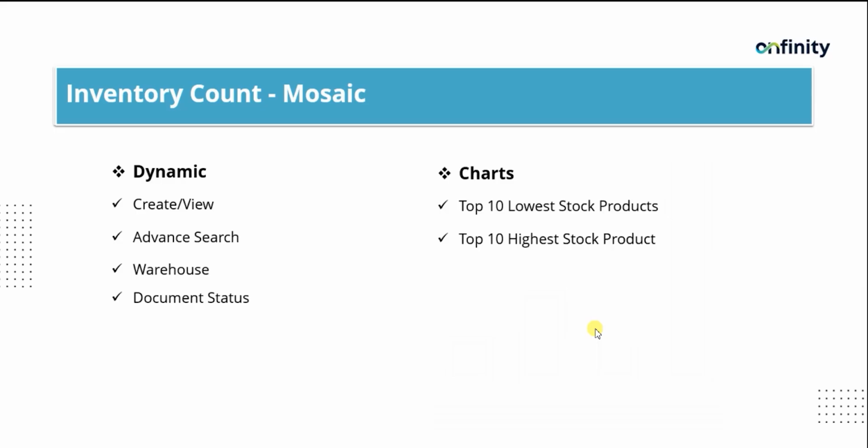Let's return to the presentation slides. Our next topic is the inventory count mosaics, which we have already covered during the demonstration. These mosaics include the Create view, which allows you to view and add new records, and the Advanced search, which is used for filtering records. You can also filter records by warehouse and document status. Additionally, the charts provide a quick view of inventory levels, showing the top 10 products with the lowest stock and the top 10 products with the highest stock.